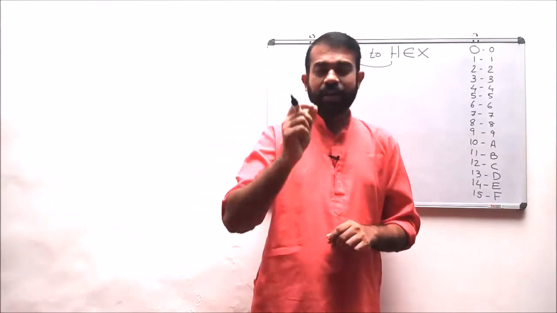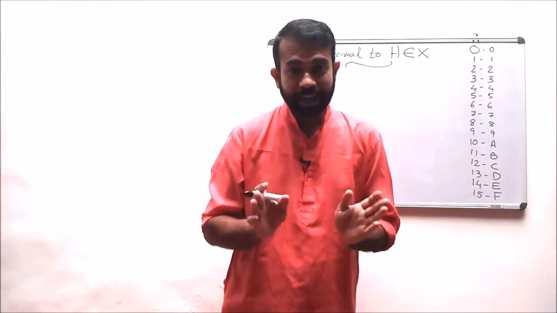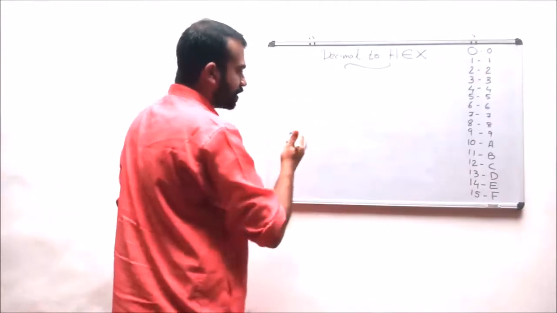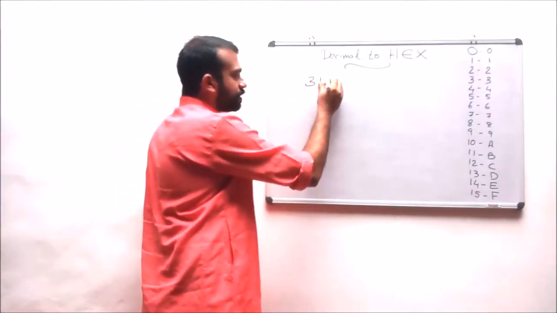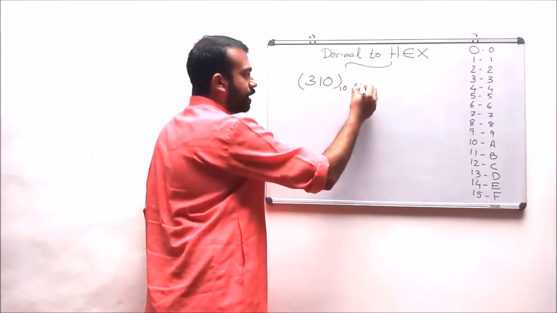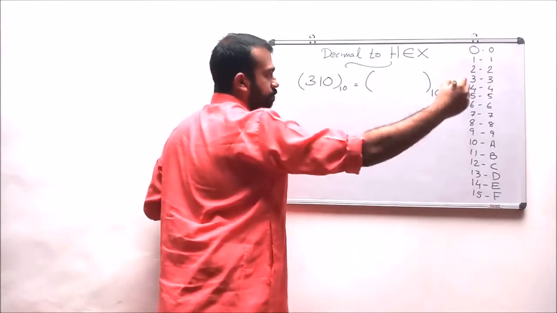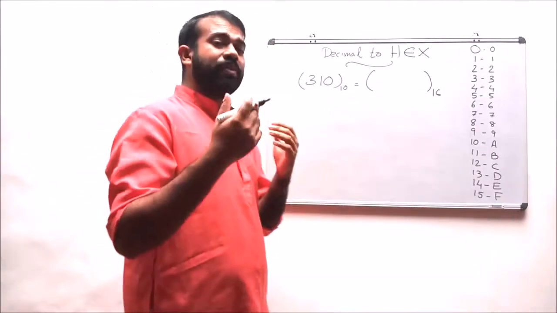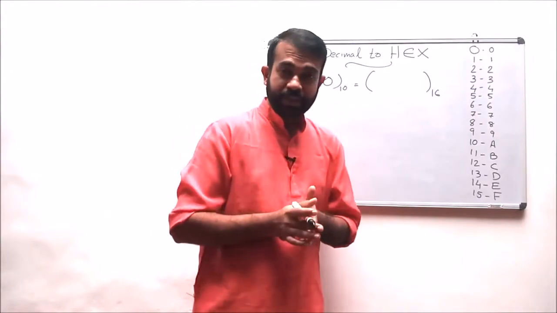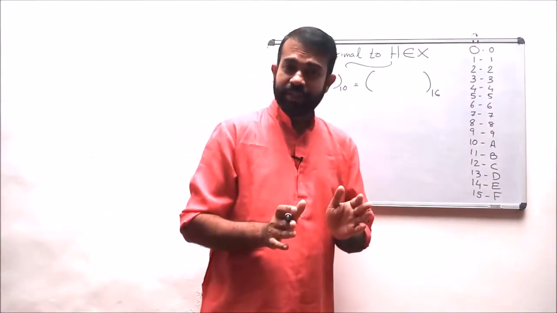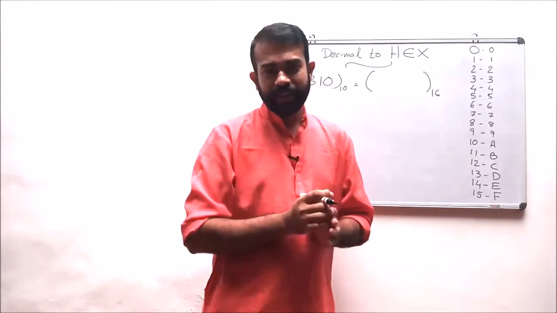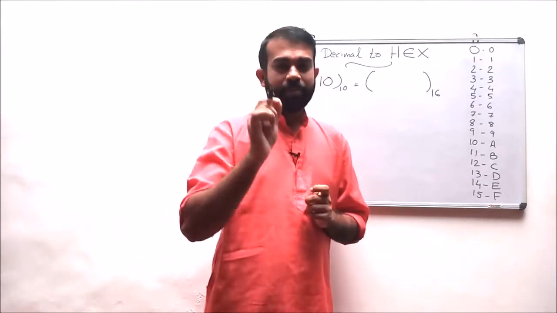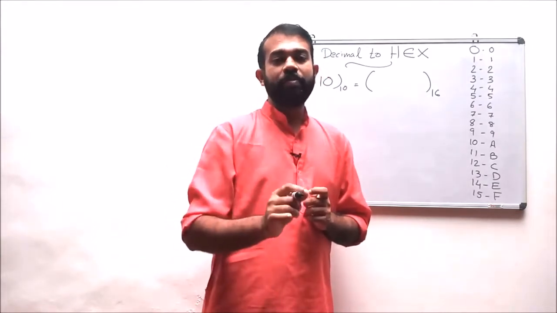Now we are considering how to convert a decimal number into a hexadecimal number. For that, let us go through an example. Convert the decimal number 310 to the base 10 into a hexadecimal number. The base of the decimal number system is 10 and the hexadecimal number system is 16. So while converting a decimal number into hexadecimal, we continuously divide the decimal number using the base value 16, until the quotient becomes 0.